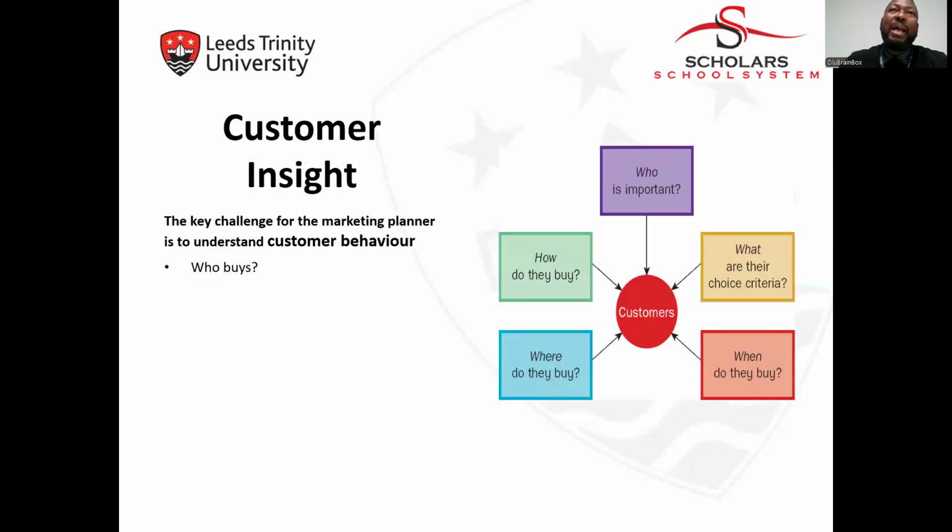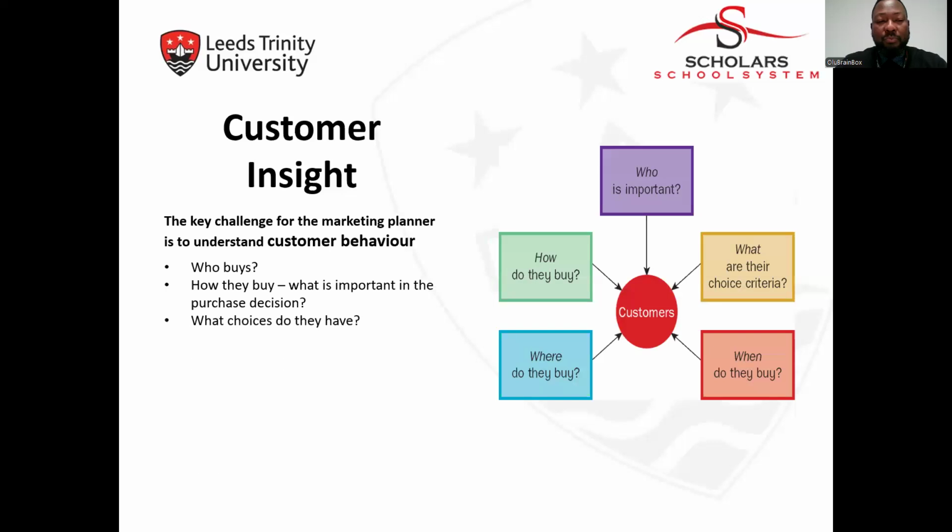So let's have some customer insight on some critical questions. 1, we talk about who is important to the customer. What are their choice criteria? When do they buy? How do they buy? Where do they buy? These are questions that we must ask as marketers. So the first aspect is who buys? How they buy? What choices do they have? Where do they buy? And when do they buy?